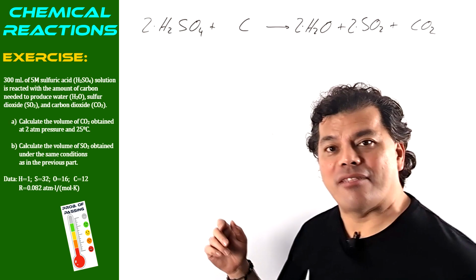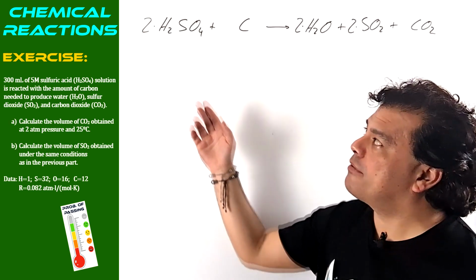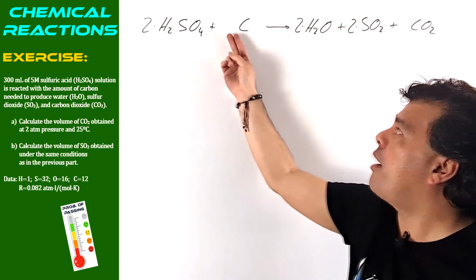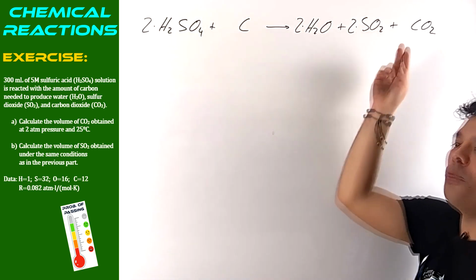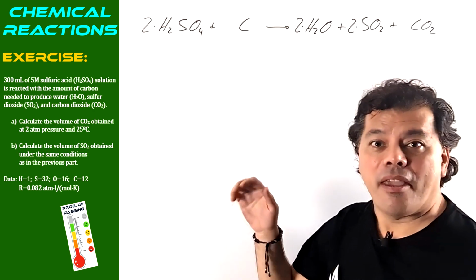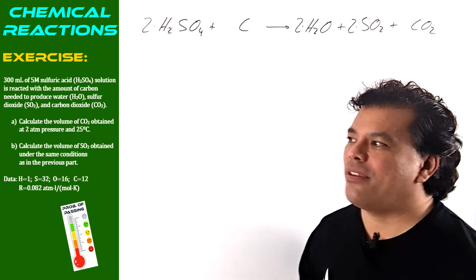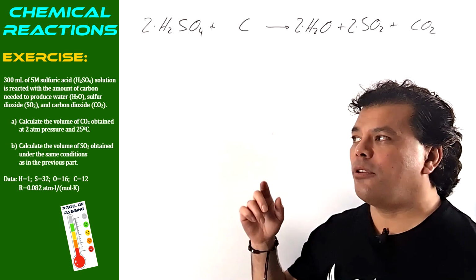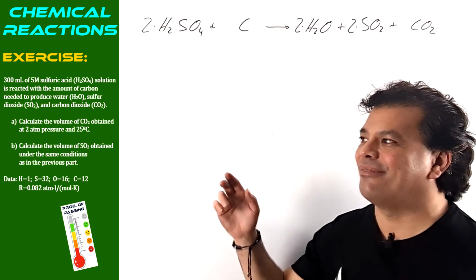I have already erased the previous calculations, but I've placed the stoichiometric coefficients in their positions. 2, 1, 2, 2, 1. And as you can see, the equation is already balanced. So now let's begin with the statement again. 300 milliliters of 5 molar sulfuric acid solution.